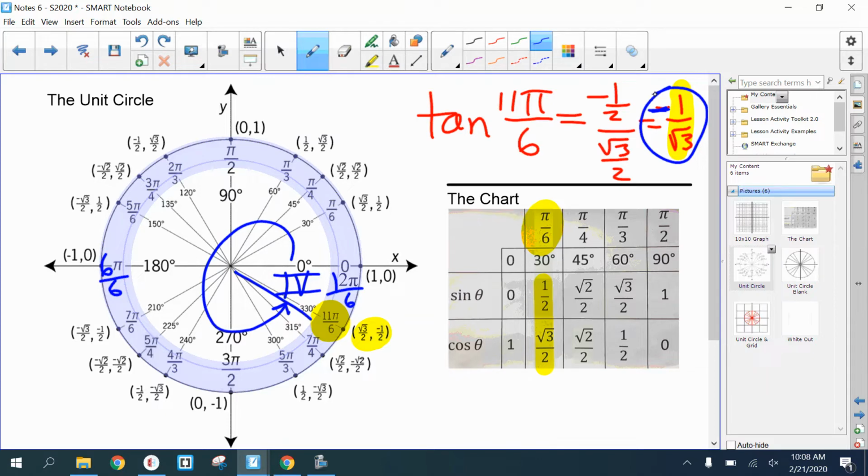A lot of people would rather use the circle, and it is easier if you have it, but the problem is you might not have it. In that case, if I don't have it, I'm using the chart.